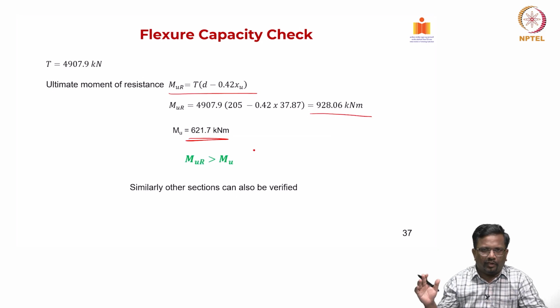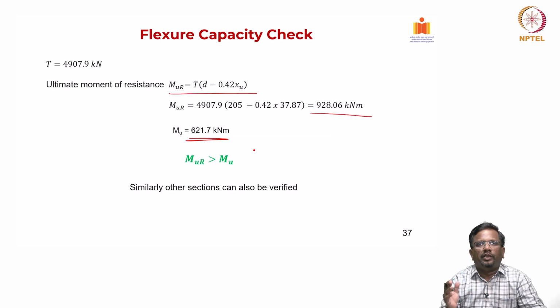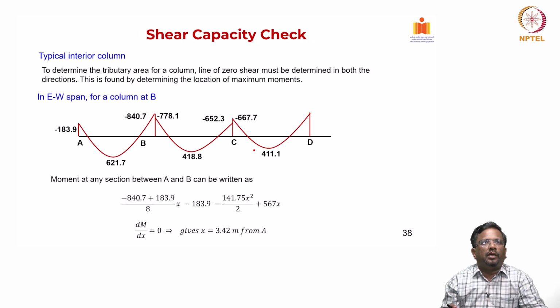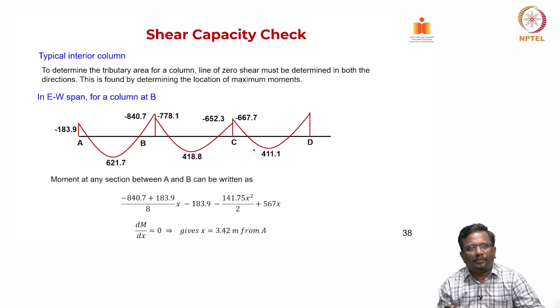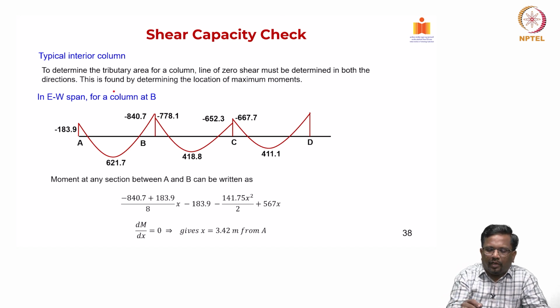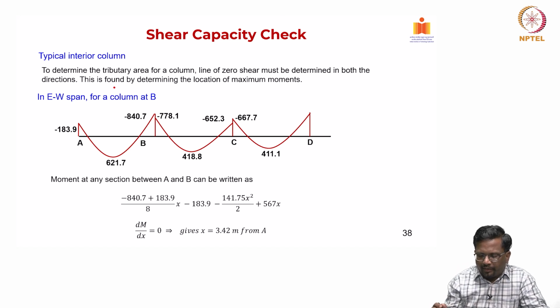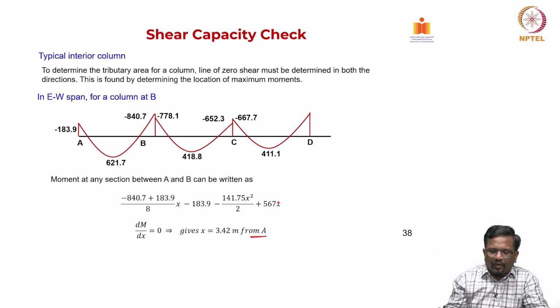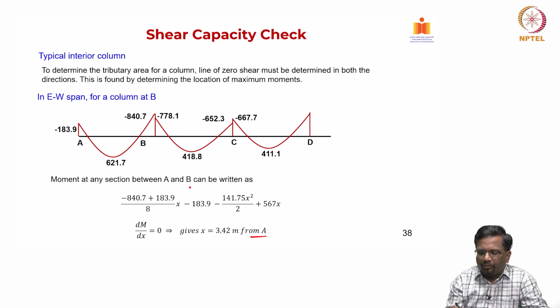So, we have done the initial design and checked everything; flexure is okay. Now, how about shear? Shear is where we have told you we have to be careful, especially for a flat plate. Again, from this bending moment diagram, we need to find out where the shear will be maximum. Basically, x will be 3.42 meter from A. The moment at any section between A and B we can write as this.